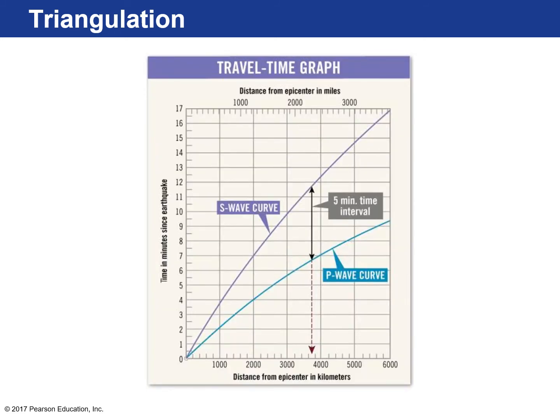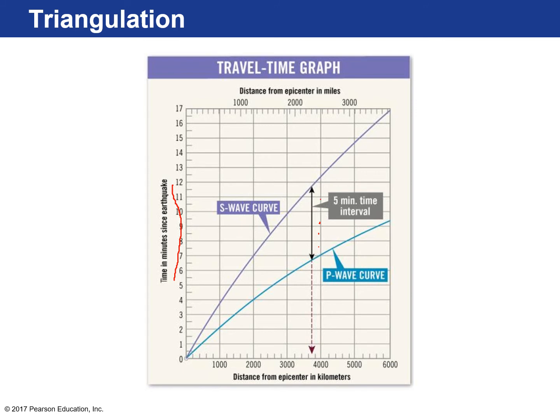So what you would do in your lab, and what scientists do, is use the time travel graph. Here's the P wave curve, and here's the S wave curve. Remember we measured the time lag interval, 5 minutes for New York. So this distance from here to here represents 5 minutes. Here's time in minutes. Just count off 1, 2, 3, 4, 5. Okay, that's about 5 minutes.